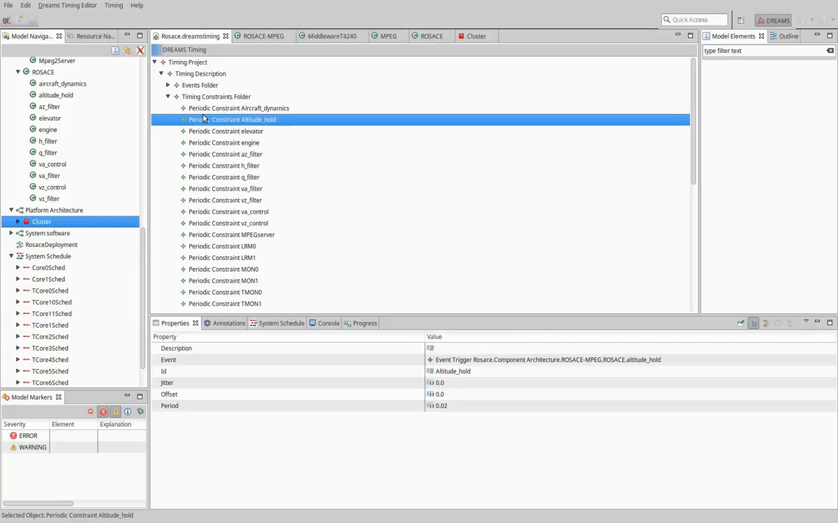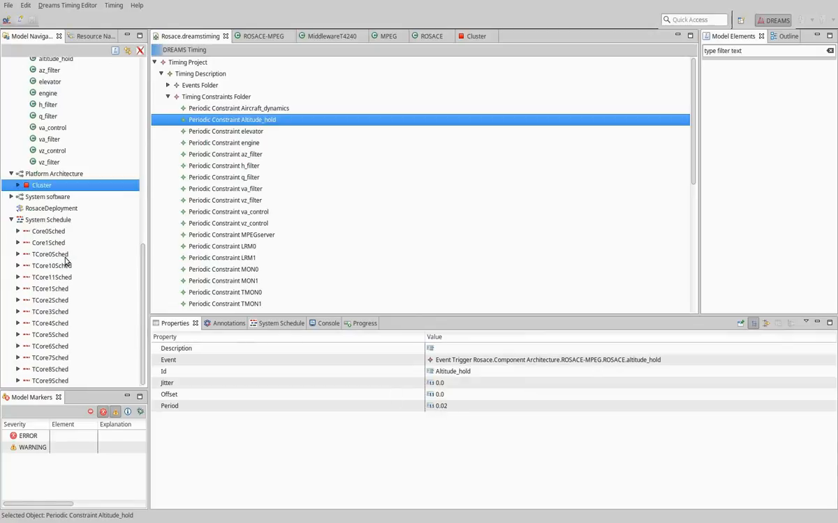If we look at the timing properties, we can see the period of the tasks. For example, altitude hold has a period of 0.02 s. The initial partition slot generated by XConcrete is stored in the system schedule. We generate the Grec input.